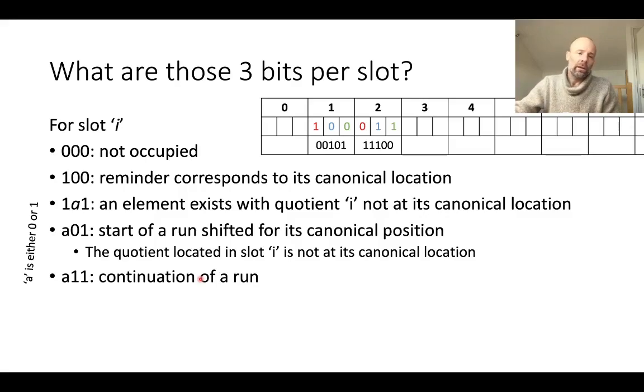Let's see what can be seen as situation with these 3 bits. Either they are all equal to 0. This means that we are in a non-occupied slot. Simple. The first one is equal to 0, and the two other ones are equal to 1? No: the first one is 1, and the two other ones are 0. This means that we are in a slot that contains a reminder that is at its canonical location. And this is this situation. This also defines the start of a cluster.